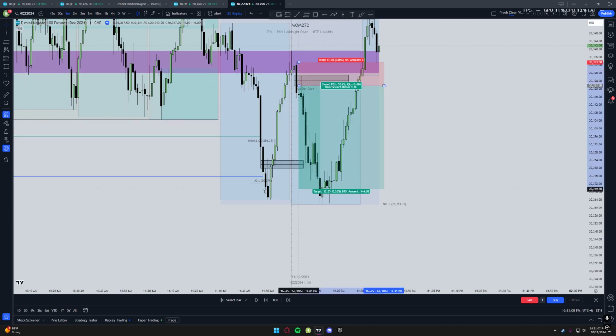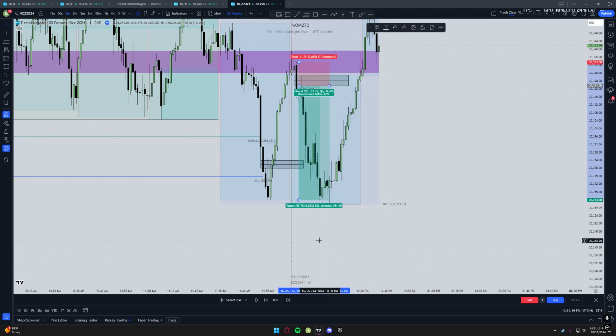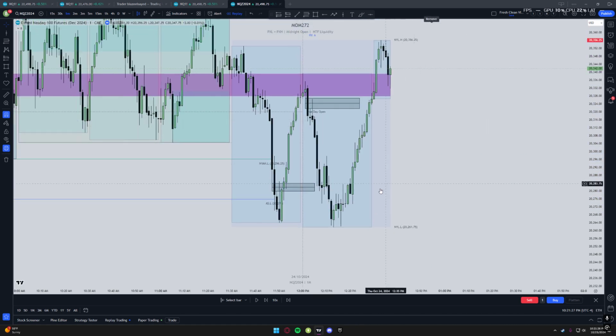But yeah, here you could just target this low. And it's a nice 1 to 5. Would have played out in 12 minutes for 57 points. Which, you can see this is on 0.4 contracts on NQ. That's $600. So here you then get 12:12.